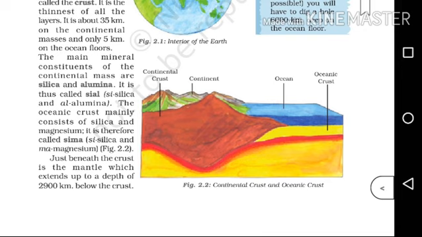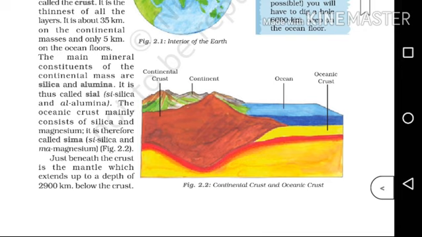So the main mineral constituents that make the continental mass are silica and alumina. And similarly, the oceanic crust consists of silica and magnesium. Therefore, it is known as Sima. Si for silica and Ma for magnesium. So, just by remembering these two names, Sial and Sima, we can remember the constituents of both continental mass and oceanic crust, isn't it?